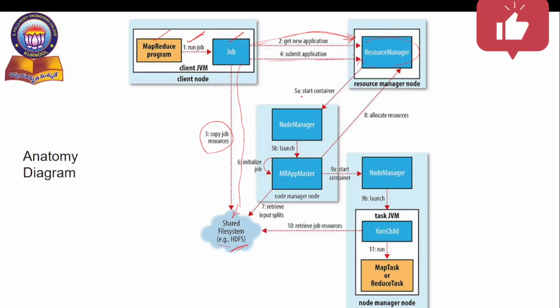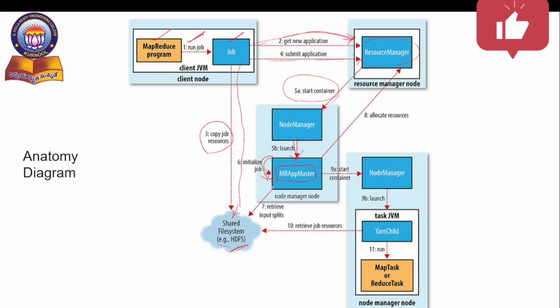As the next step, fifth step, the resource manager starts a container specific to the particular job that has been requested. So now one task needs some resources. Those resources will be given as a separate container for each and every job. Now the node manager will launch the job for that particular job. Once it is launched, the job will get initialized in the MR app master, that's the MapReduce app master. Here the job gets initialized.